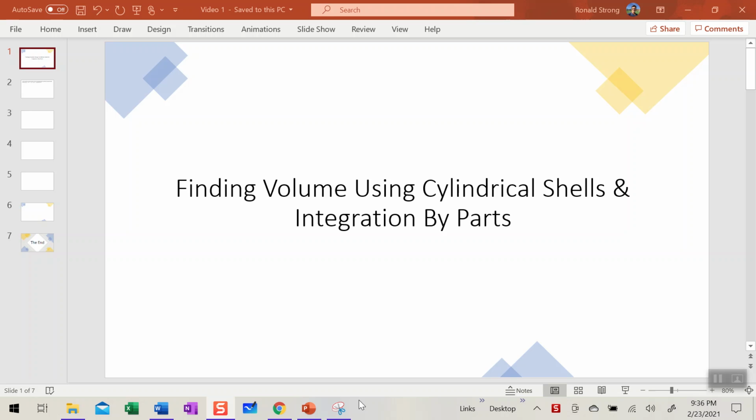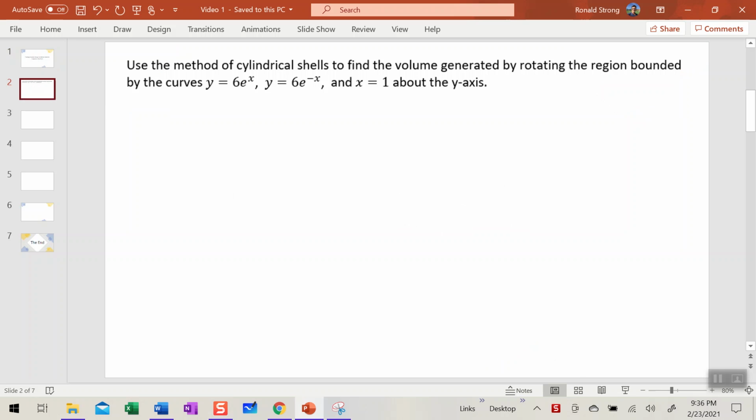In this video, we're going to be finding volume using cylindrical shells and integration by parts. Use the method of cylindrical shells to find the volume generated by rotating the region bounded by the curves y equals 6e to the x, y equals 6e to the negative x, and x equals 1 about the y-axis.